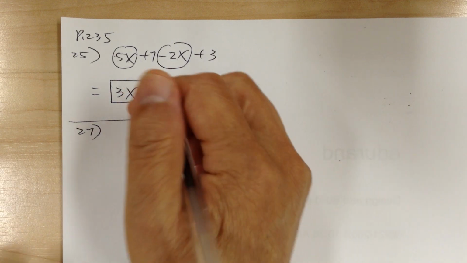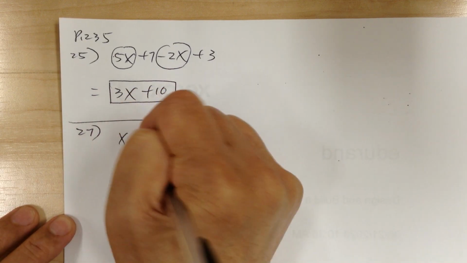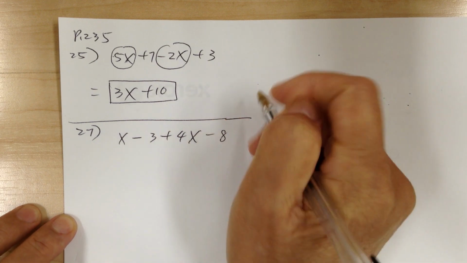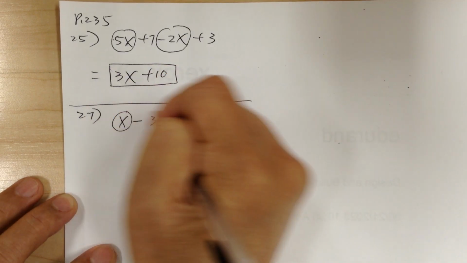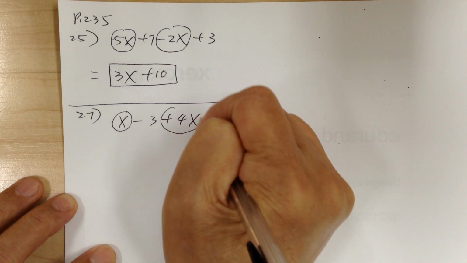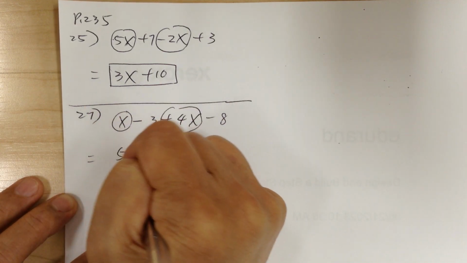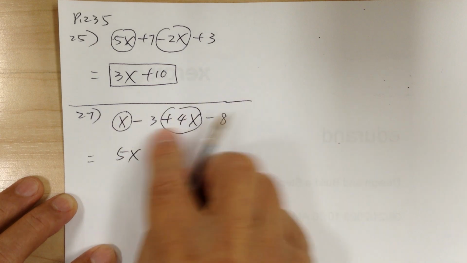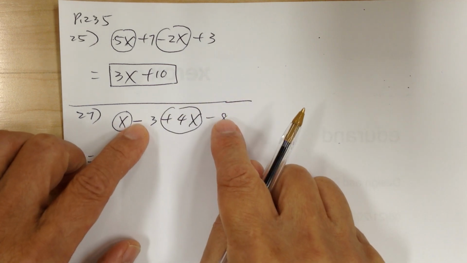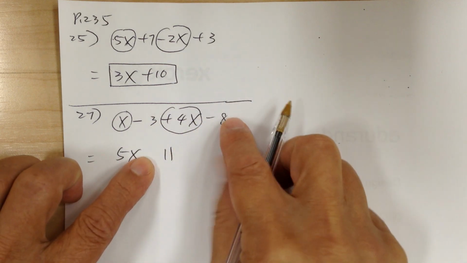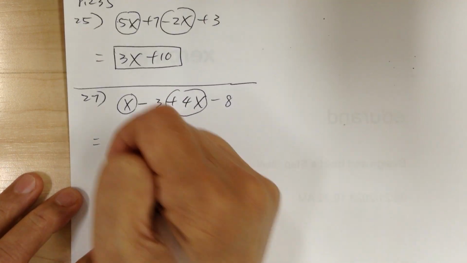Okay, 27. You have x minus 3 plus 4x minus 8. Let's start with the highest degree term. Identify the like terms. This will give you 5x, and the other two, again both are negative, so same sign. You add the numbers together. You take the sign of the higher number, which is negative.